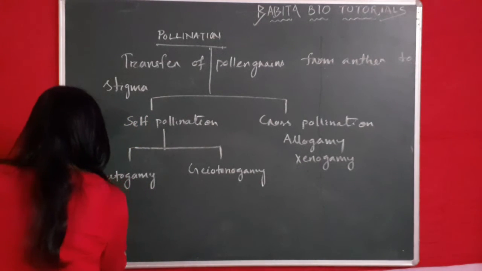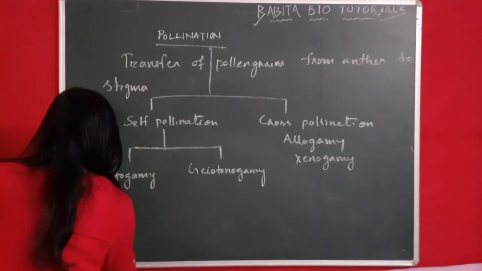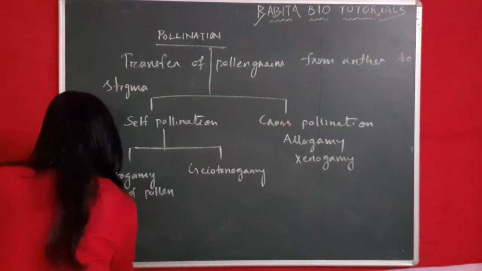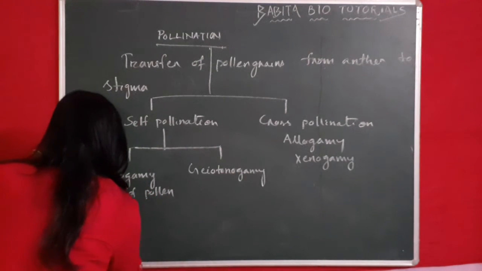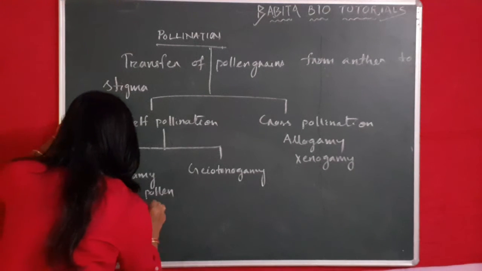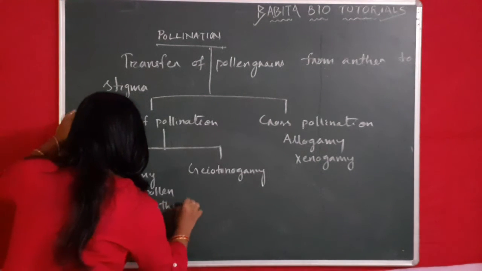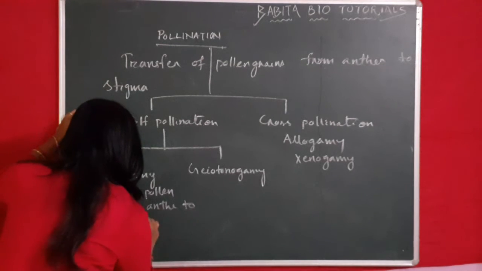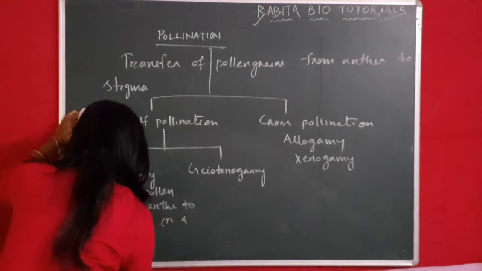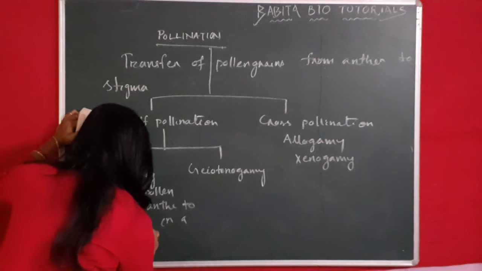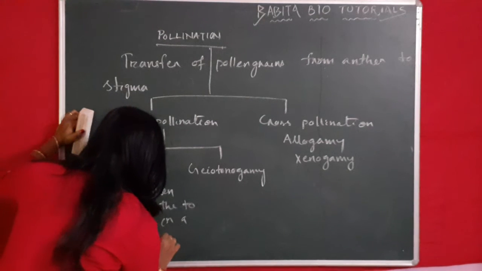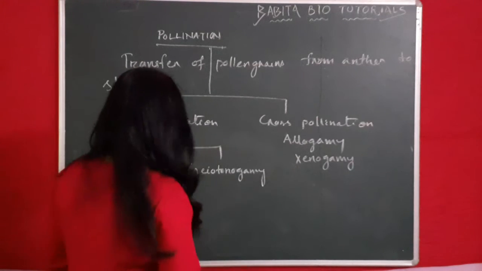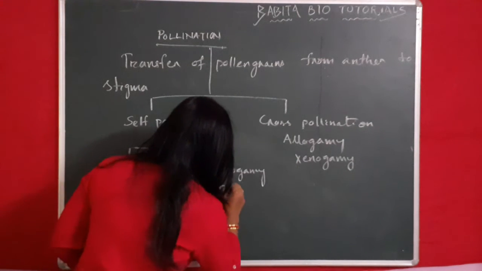Transfer of pollen grains from anther to the stigma in the same flower, that is autogamy.